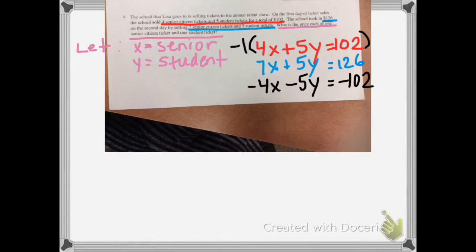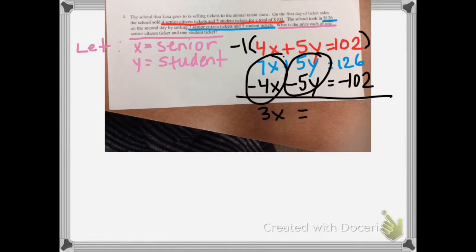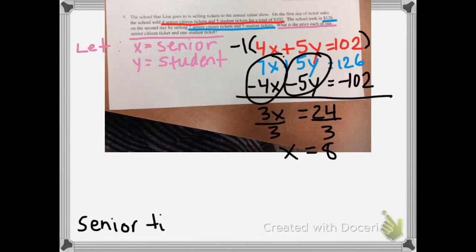So we've got 7x and -4x gives us 3x. Okay, that was here. 5y and -5y is gone. And then over on the other side, we've got 126 minus 102. That gives us 24. Divide by 3. X equals 8. Now what was X? I can look back up here. It was senior tickets. So senior tickets are $8.